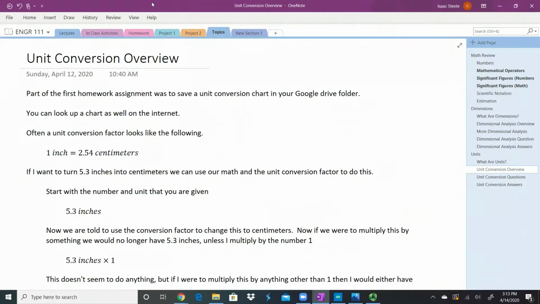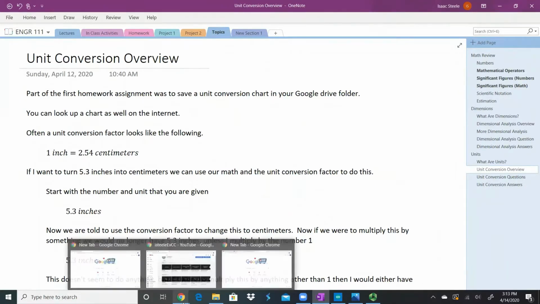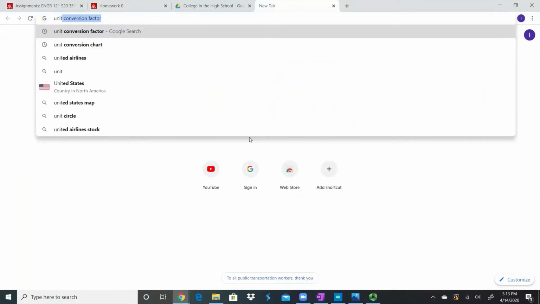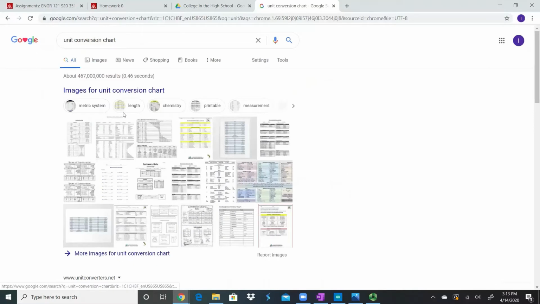Now, part of your first homework assignment was to save a unit conversion chart into your Google Drive folder. So I know that you have one there, but you can also look them up online. If you just go to a browser and search unit conversion chart, there's going to be a whole lot of them. And you can choose which one works best for you. They're all slightly different in form, but use the one that works for you.